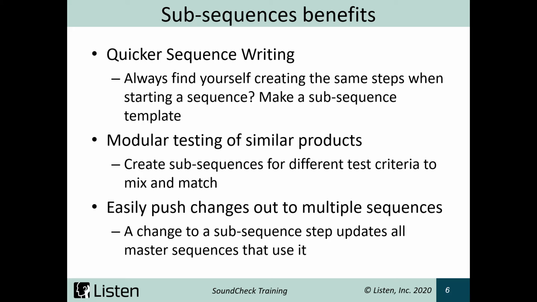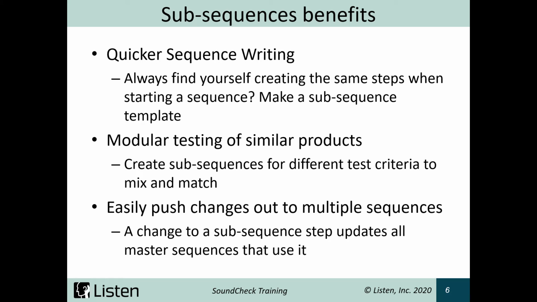Another thing that would make subsequences very helpful is if you're doing modular testing of similar products. So when I think of this, it's something like I'm testing 20 headsets. They're all pretty close. They all need kind of the same thing, but maybe I only need impedance with one specific change on half of the devices. And maybe I need a different stimulus range on some of them. And a couple of them have left and right when some of them only have right.